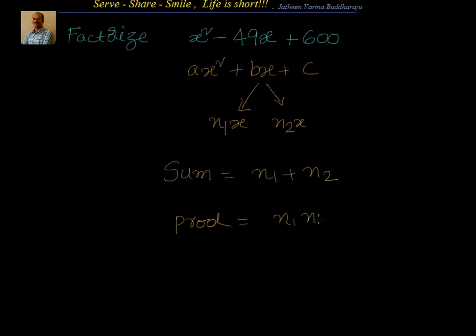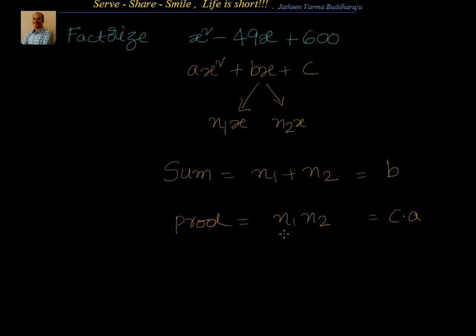The sum of n1 and n2 should be equal to b, because you are splitting b into 2 parts. So if you add them up, it should come back to b. Not only that, when you multiply them, it should be equal to c into a. So this is how we have to find the factors. These are the conditions: sum n1 plus n2 equals b, and product n1 into n2 equals c into a.